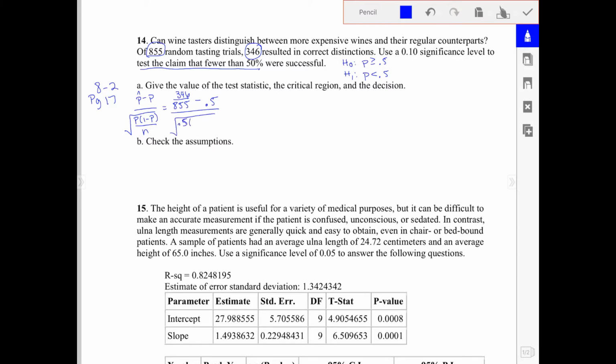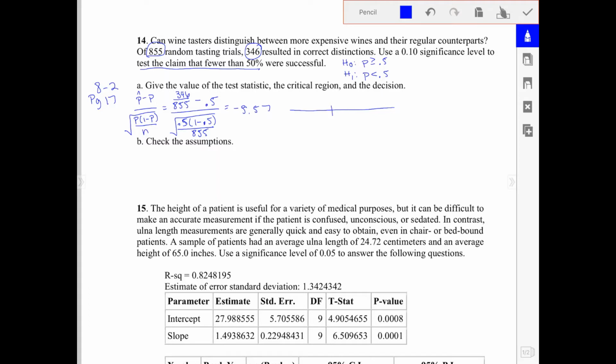Okay, over 0.5 times 1 minus 0.5 over n, which is our total sample size of 855. Okay, I plug that into my calculator and I end up with negative 5.57. So there's my test statistic.